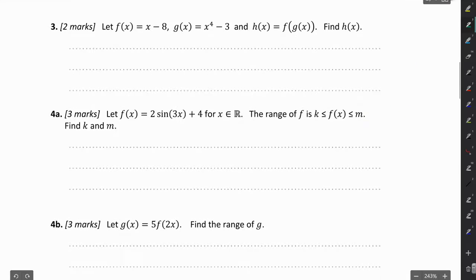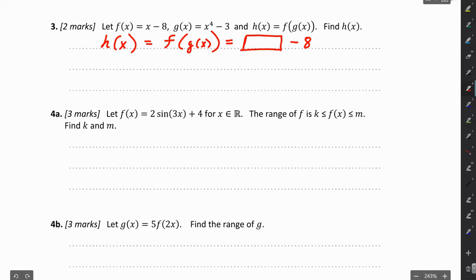All right, next page. We have two functions, and we want to find h of x. h of x is equal to f of g of x. So f is the lead function, and g of x will be input into it. So our lead function is x minus 8. Inside the box goes the input function, which is g of x. g of x is x to the fourth minus 3. So we get x to the fourth minus 11. So h of x is equal to x to the fourth minus 11.